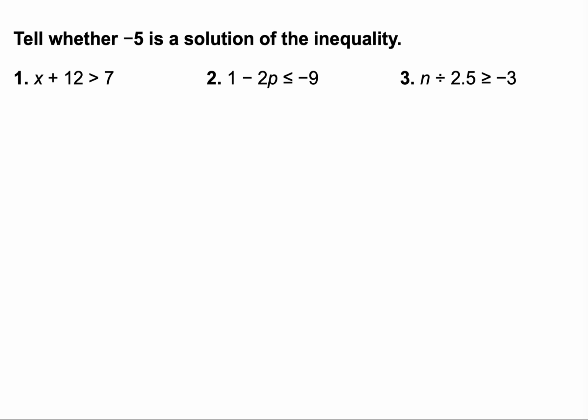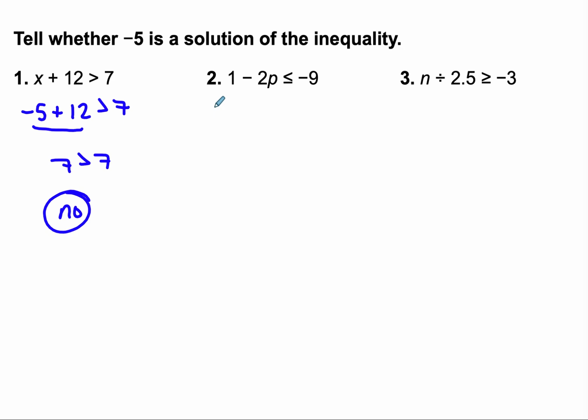Okay, let's check our answers. So for number 1, I am putting in negative 5 where x is. I'm recapping the rest of the inequality. Negative 5 plus 12 is greater than 7. Now I'm going to simplify. Negative 5 plus 12 is 7. 7 is greater than 7? No, 7 is equal to 7, but 7 is not greater than 7.